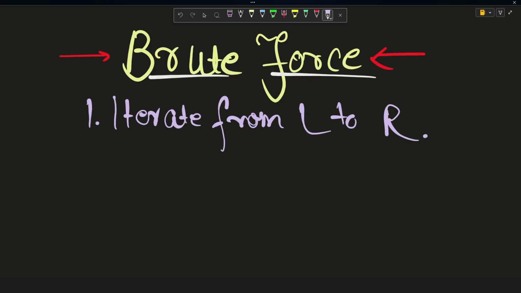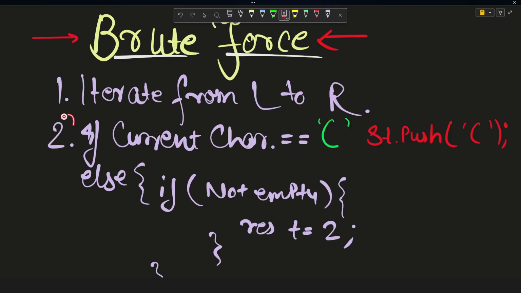In the first step, after converting our given values of L and R to 0 based, we would start our iteration from L and go till R. And in the second step, on iterating on each index, we will check if the current character is an opening bracket or a closing bracket. If it is an opening bracket, we will simply push this opening bracket character into the stack data structure, right?